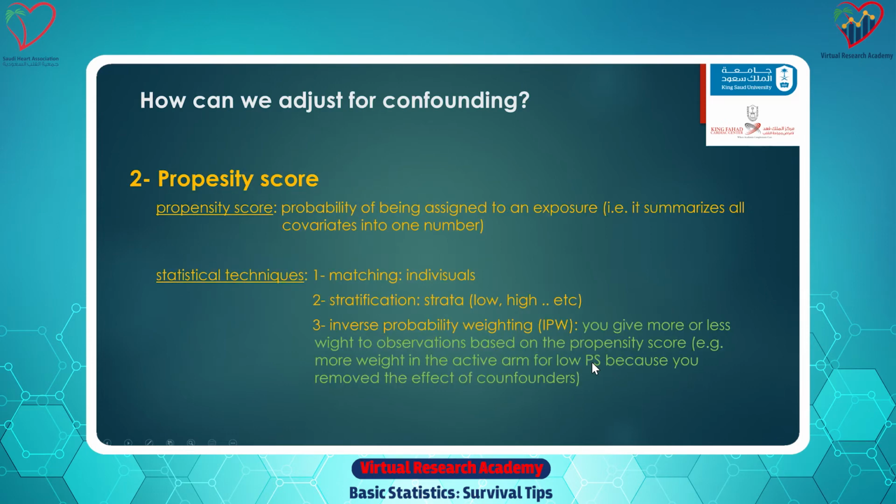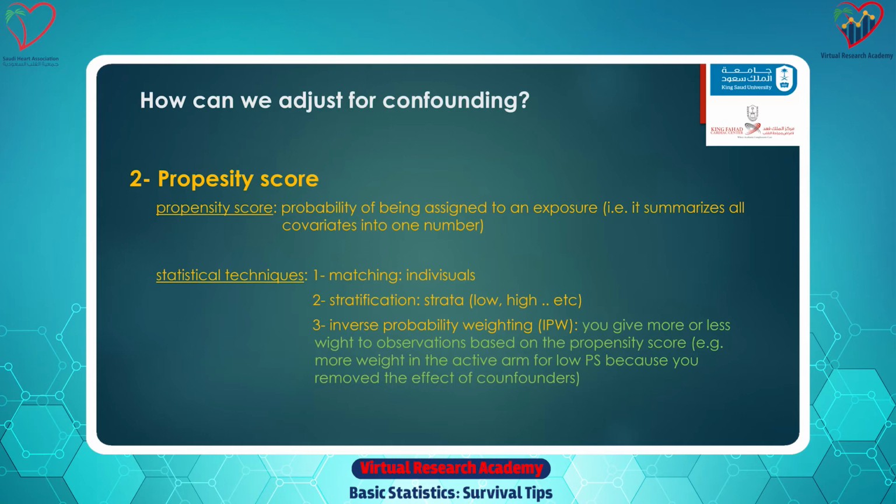What about propensity score? So first, let's define what's propensity score. It's a score that depicts the probability of being assigned to the exposure. In other words, it summarizes all covariates into one number. Remember, in the digoxin example, there are many variables that are associated with being prescribed digoxin, at the same time associated with mortality. These are old age, kidney disease, low blood pressure. So propensity score is coming up with a score, one number, that summarizes all of this. So if you have two individuals with the same score, their probability of being given digoxin is the same.